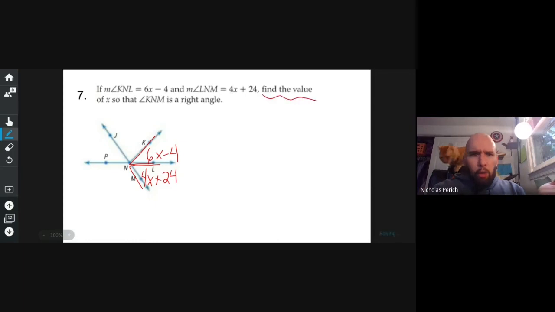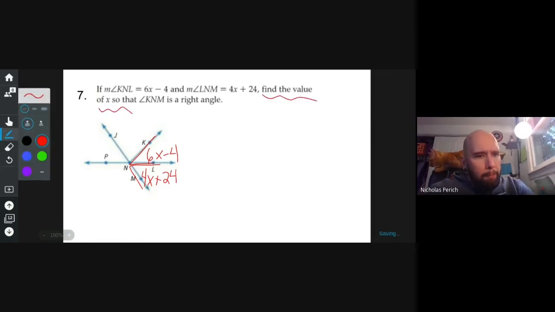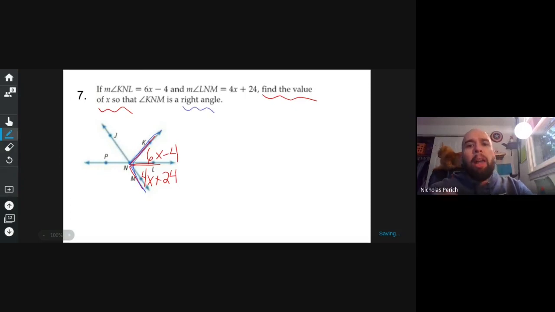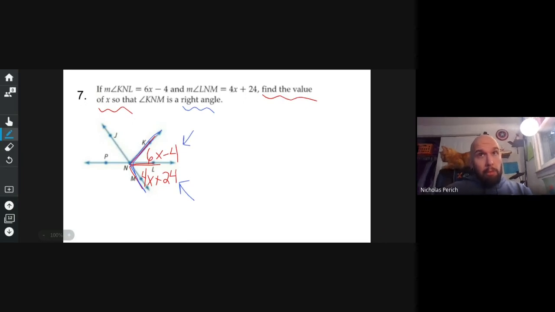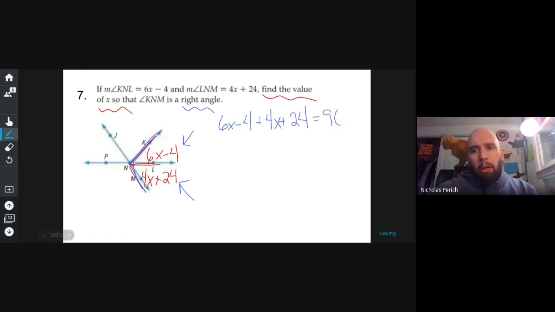Okay, so what I need to do is find the value of x so that K and M is a right angle, which means I need to take that guy and add that guy and set it equal to 90. Good. So I'm going to take 6x minus 4 plus 4x plus 24 and set it equal to 90. We have just enough time where I can give you guys a 1-minute head start.